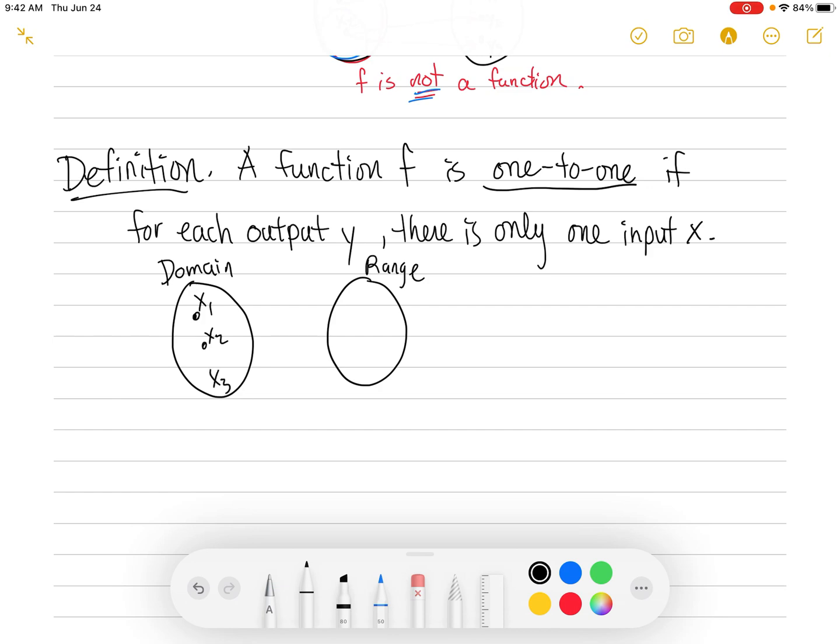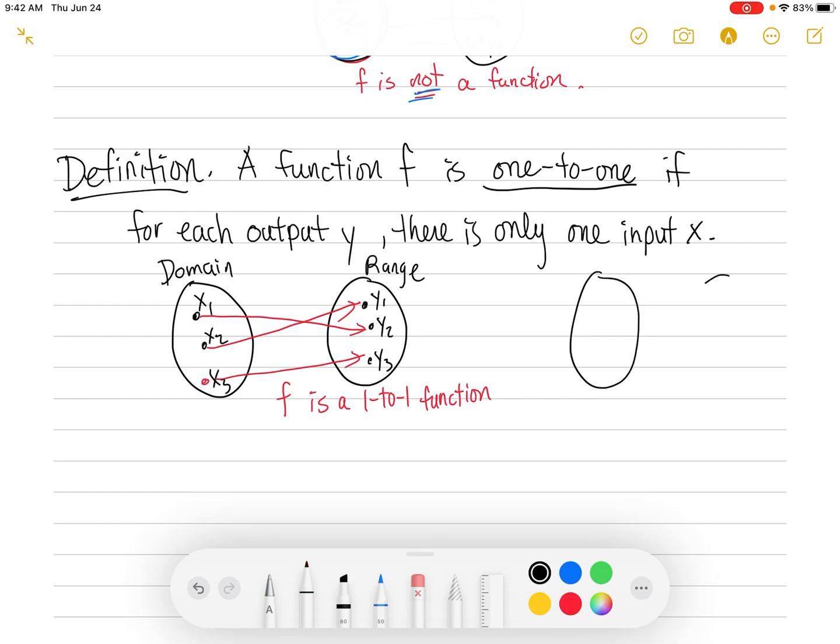So I'm going to draw some diagrams here. Here we have the domain on the left, the range on the right, and our inputs are x1, x2, x3, and our outputs here are y1, y2, y3. And let's say our arrows take x1 to y2, x2 to y1, and x3 to y3. So f is a function, but it's also one-to-one. So every x goes to one y, and every y only gets one x. So this is a one-to-one function.